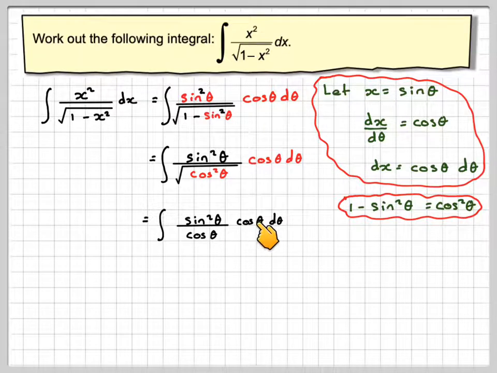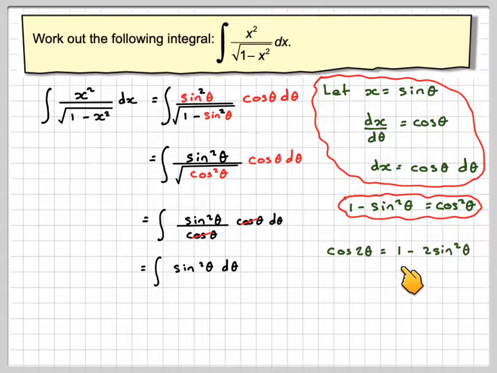Obviously now the cos theta and cos theta cancel out, so we end up with the integral of sine squared theta d theta. Now in order to do that, there's a standard result which you should really learn at A level. So cos 2 theta is 1 minus 2 sine squared theta, which means that sine squared theta, if you make that the subject, is equal to a half times, in brackets, 1 minus cos 2 theta.